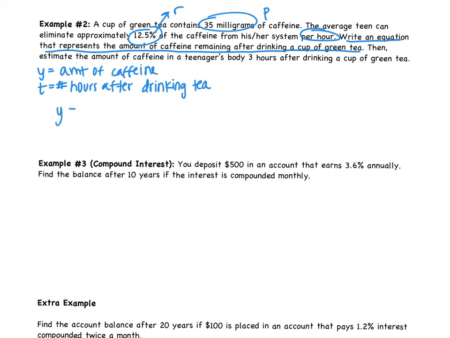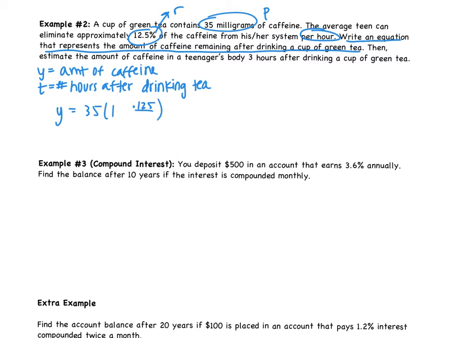We get y equals 35 times 1. I'm going to leave that sign for a minute and figure out that later. Now remember, we can't use 12.5%. Have to change that into a decimal. So if we divide by 100, move that decimal point over 2, we get 0.125.